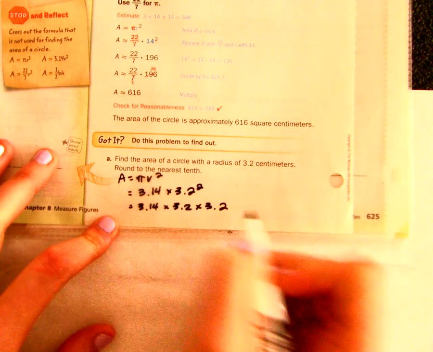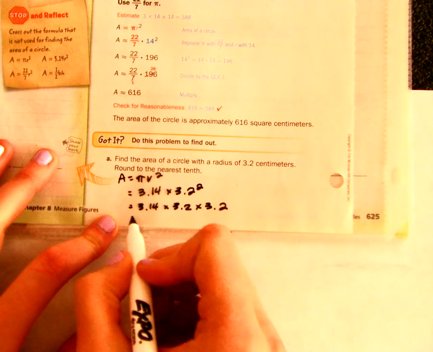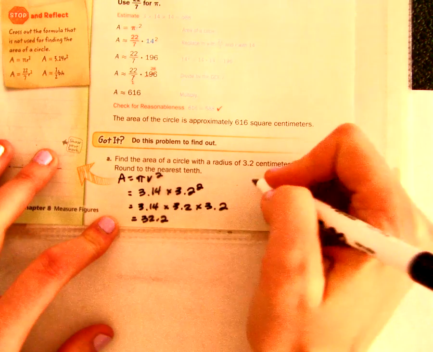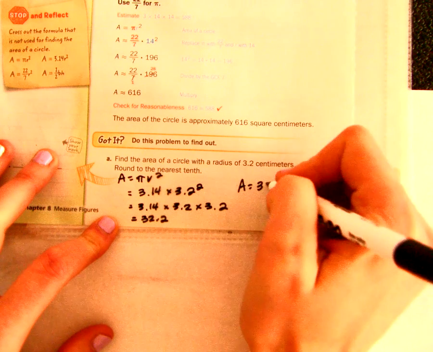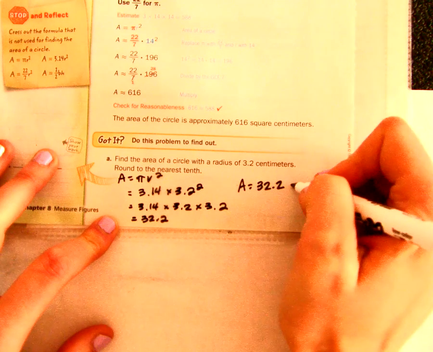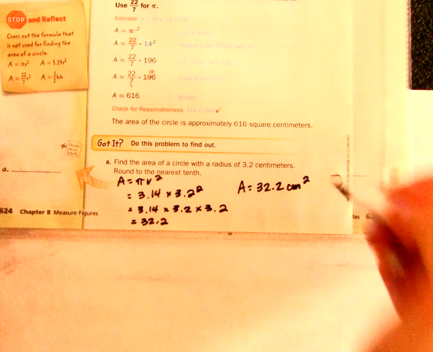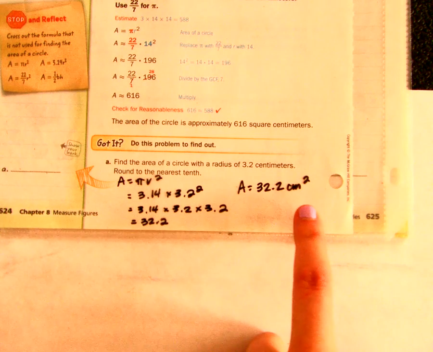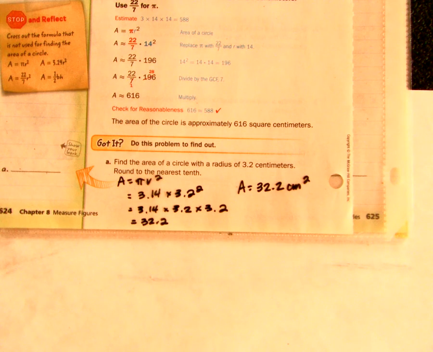And then you use your order of operations, you multiply them all together, and we get 32 2/10. So we would say the area is 32 2/10 centimeters squared. Now, when you are labeling for area, you have to make sure you square your label, because area is how many square blocks we can fit inside of this figure. So in this case, how many square centimeters can we fit inside this circle? We can fit 32 2/10.